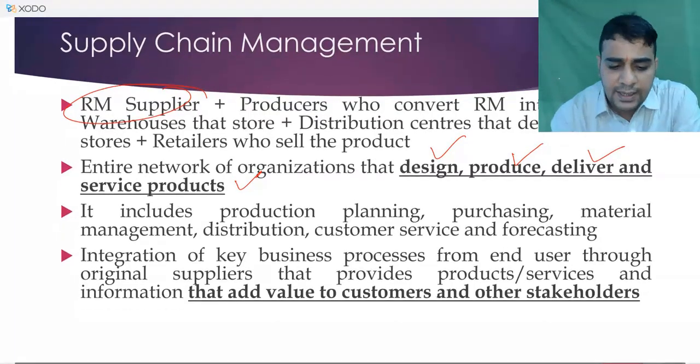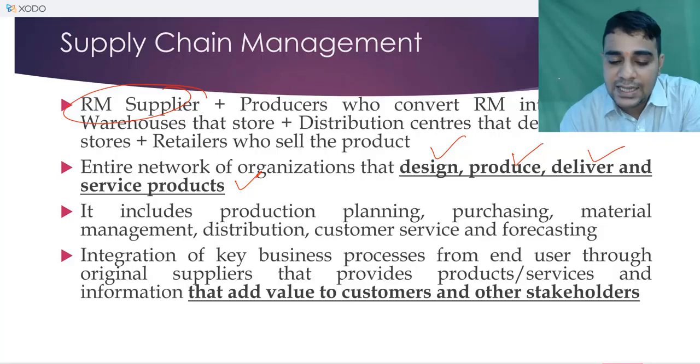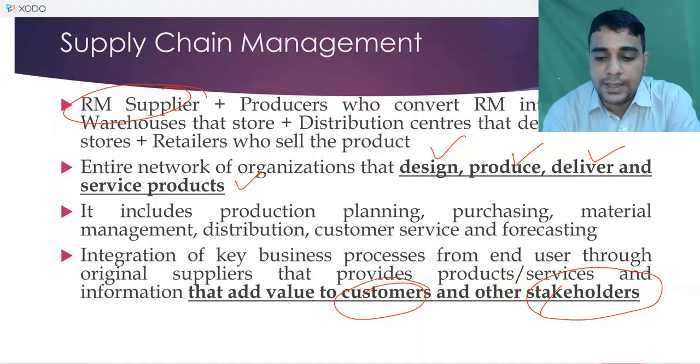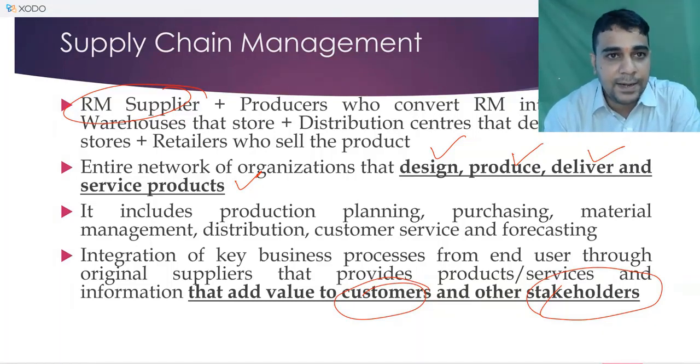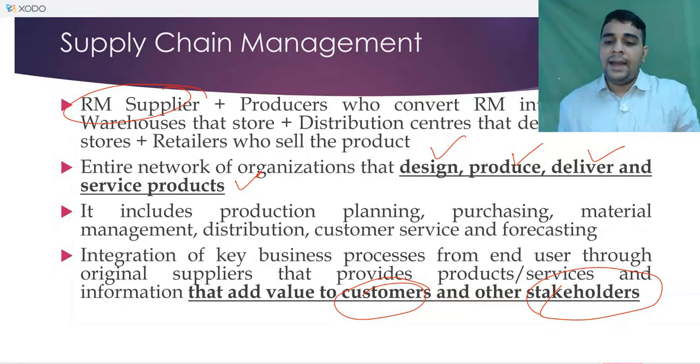A different way of putting it: integration of key business processes from the end user through the original supplier that provide products, services and information that add value to the customer and also to the other stakeholders in the process. Other stakeholders will include even your supplier. There are suppliers, there are wholesalers, there are retailers. The objective is to add value to all of these people. For managing the upstream supply chain and downstream supply chain, you will have certain tools available. We'll learn about these tools as we proceed.